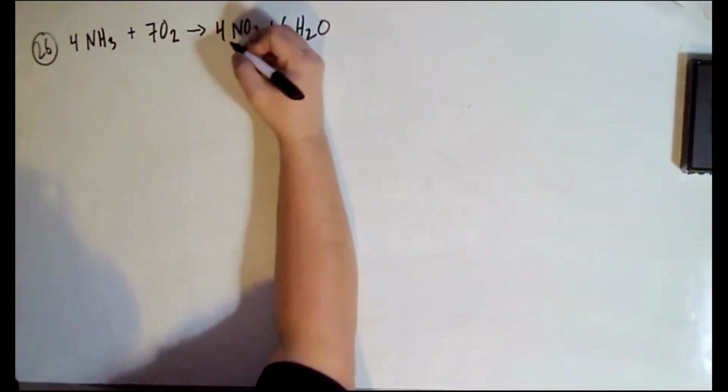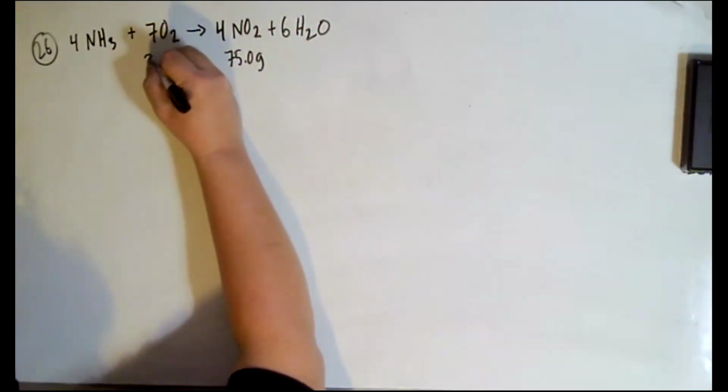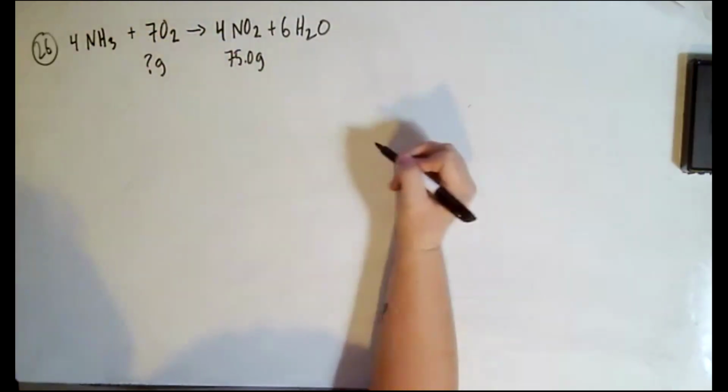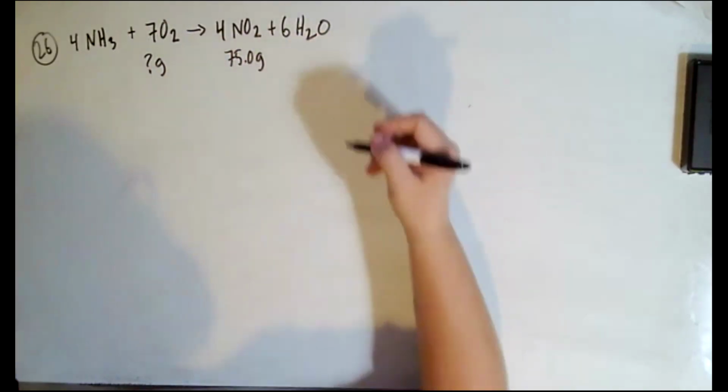Okay, so they're telling us that we are going to produce 75 grams of NO2, and they want us to figure out how many grams of oxygen we're going to need for that. So these are the two things that we're going to be connecting.